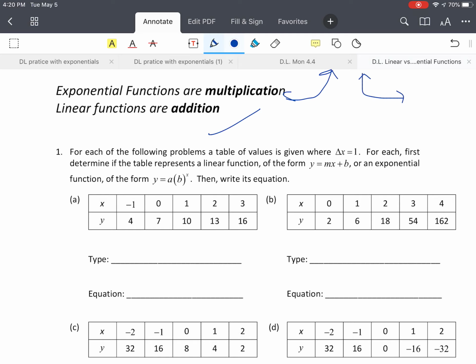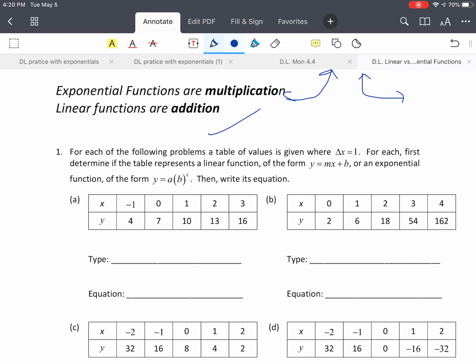Okay, so let's take a look. Here we have A, and we have our x's, and they're going up by 1, so that's great: -1, 0, 1, 2, 3. Then let's look at our y's. We go from 4 to 7, 7 to 10, 10 to 13, and 13 to 16. So either we are adding the same amount every time, or we are multiplying the same amount every time.